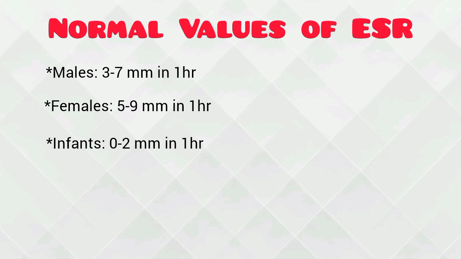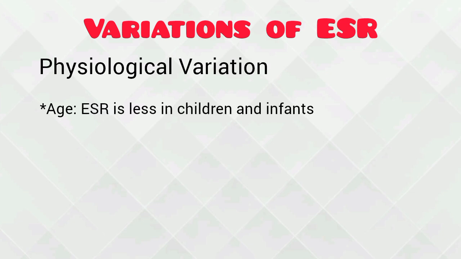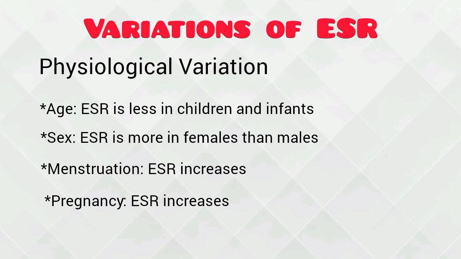Let's look at the variations of ESR. We usually have physiological variation and pathological variation. Now, for physiological variation, the first one is age. ESR is less in children and infants. The second one is sex. It is more in females than in males. The third one is menstruation. The ESR increases during menstruation. The fourth one is pregnancy. From 10 months to parturition, ESR increases up to 35 mm in 1 hour.